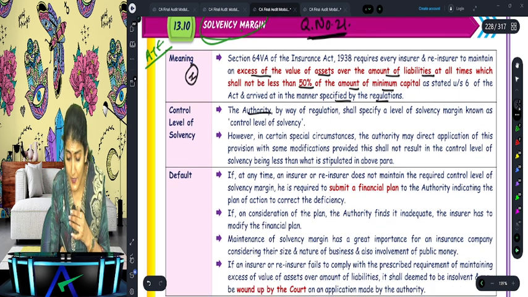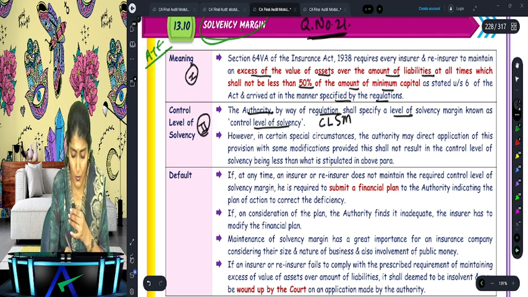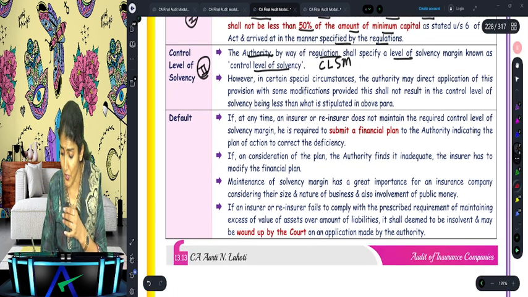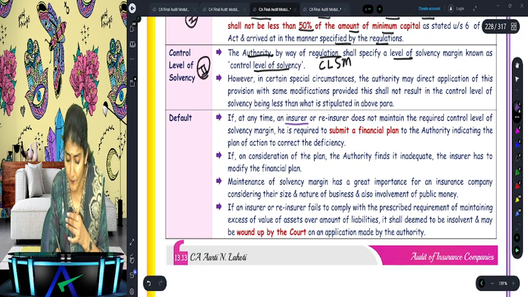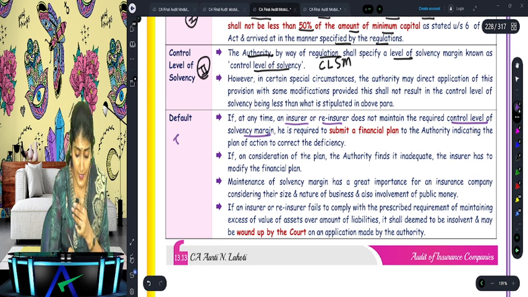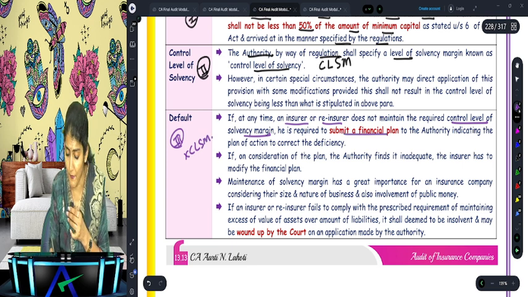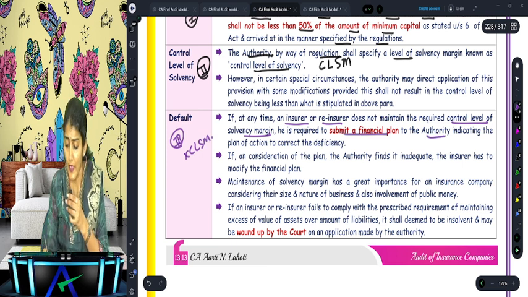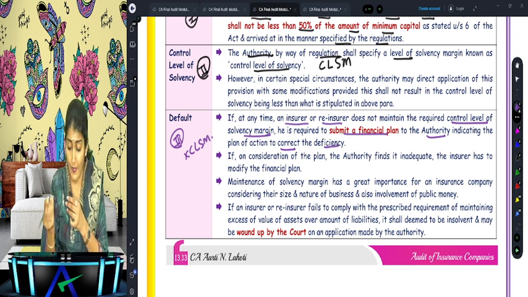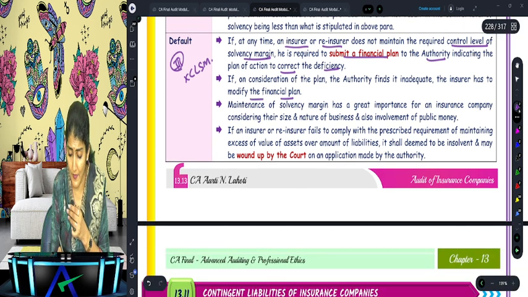Then the authority, by way of a regulation, can also specify a CLSM. What is CLSM? They may specify a control level of solvency margin. And if any insurer or reinsurer does not maintain the CLSM, the control level of solvency margin, are you seeing that? If they do not maintain the control level of solvency margin, they have to submit a financial plan to the authority indicating the plan of action to correct the deficiency. Can the authority require them to modify the financial plan?